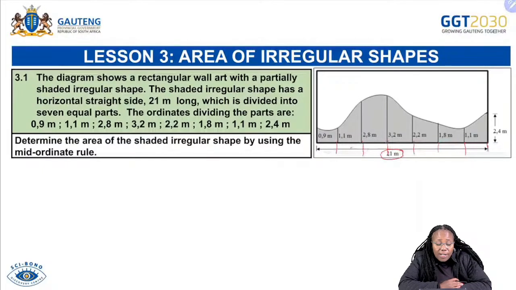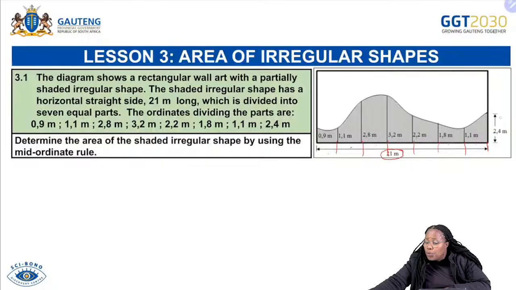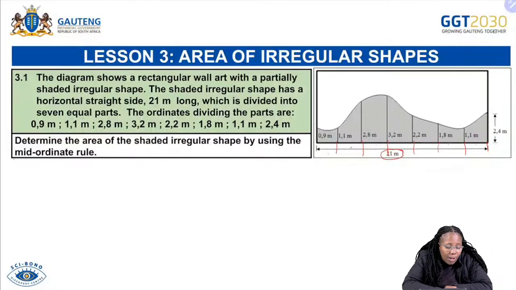And then now the ordinates dividing the parts are, the first ordinate is 0,9 followed by 1.1, 2.8, 3.2, 2.2, 1.8, 1.1. And then 2.4, which is the last one. And then this is in meters. And then you need to determine the area of the shaded irregular shape by using the mid-ordinate rule. So grade 12, it's up to you which formula you want to choose. Let's say now you decided to use the first one.